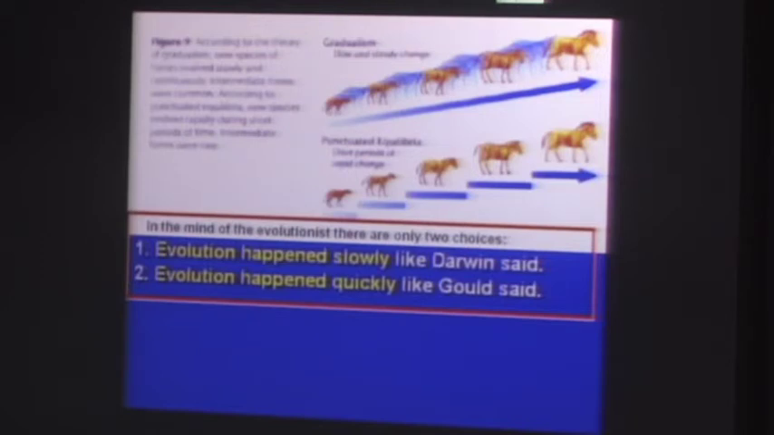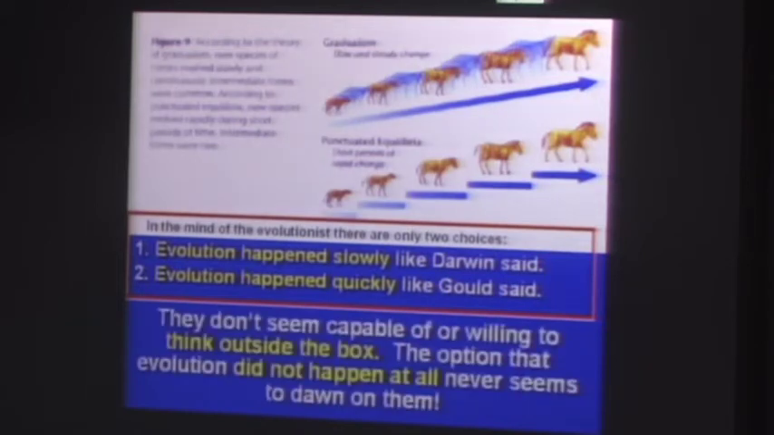They give them two options. Evolution happened slowly or evolution happened quickly. These guys are not capable of thinking outside the box. It didn't happen at all. Is that an option? But I guarantee if a kid puts "it didn't happen at all" on his test question, the teacher's going to count it wrong.